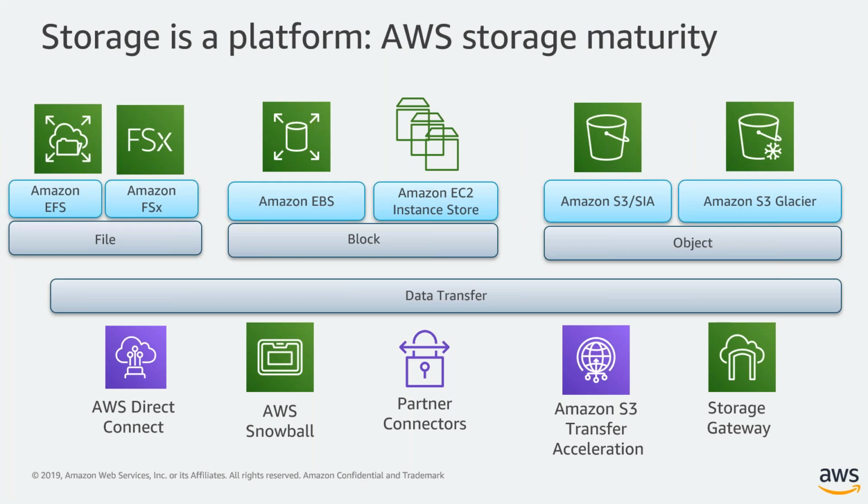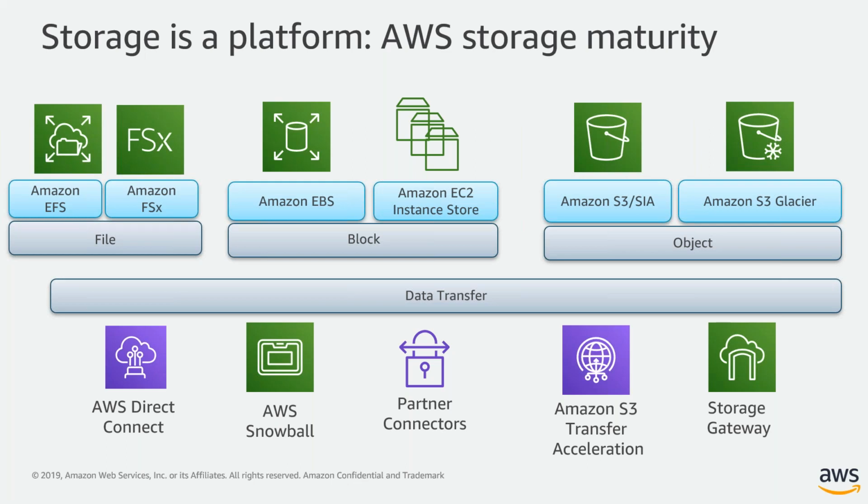Across block, we have Amazon Elastic Block Store, or Amazon EBS, which provides a scalable block storage service that's able to be attached to Amazon Elastic Compute Cloud, or Amazon EC2 instances, which are the virtual machines that run on the AWS platform. We also have Amazon EC2 Instance Storage, which is locally connected storage that lives with the Amazon EC2 instance, and it's available on select instances.